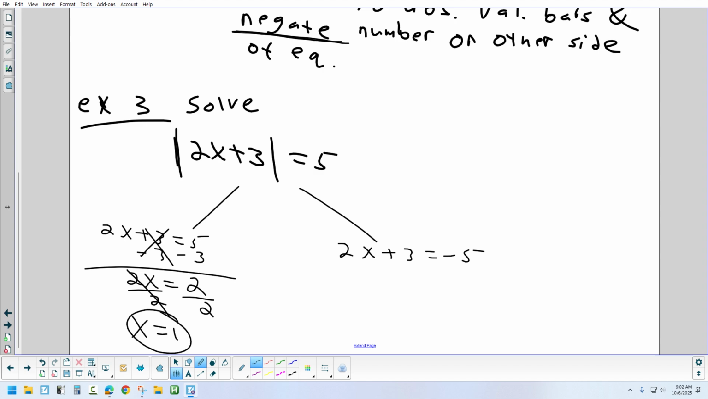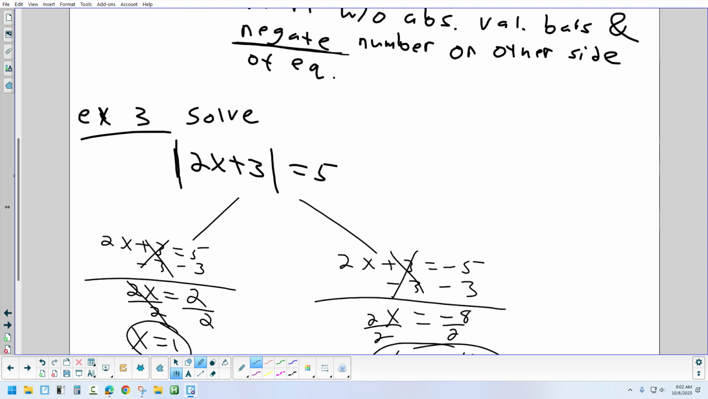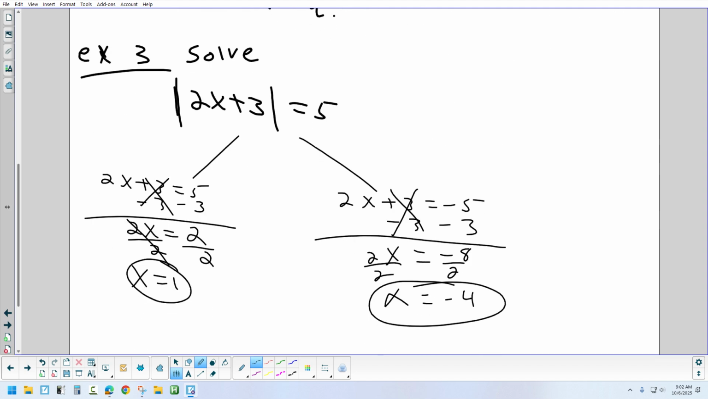And now do exactly the same steps again. Minus 3 and divide by 2. Okay, so 3 is gone. What's negative 5 minus 3? Negative 8. And divide by 2. And the other answer we get is x equals negative 4. Yep. And that's how you solve an absolute value equation. Any questions on that?